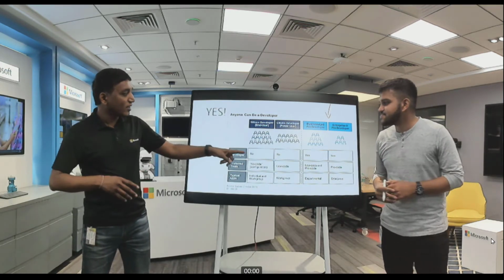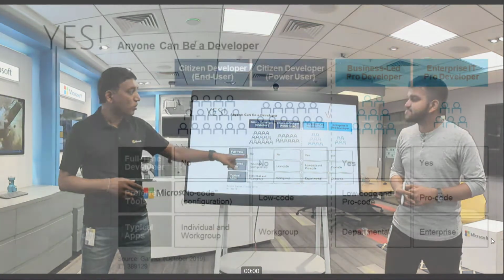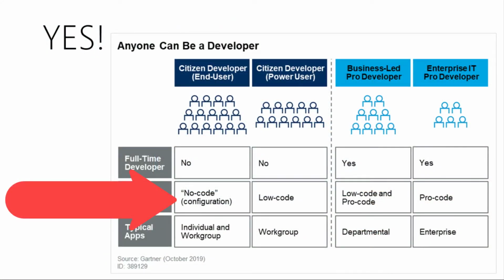Brilliant. So you're saying low code for power users and no code for end users. Perfect. That's a great way of putting it, and that's what Gartner has made very evident.